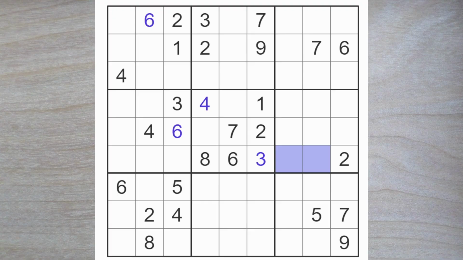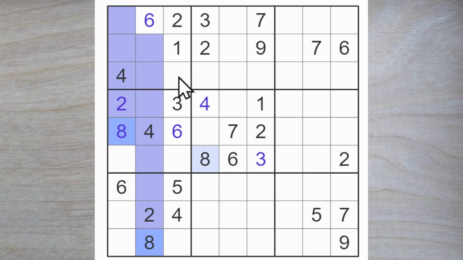Anything else of interest? Yes, a 2. We have a 2 blocking up, and we have a 2 and a 2 blocking over. So a 2 must go here. We have therefore an 8 isolated for this particular square, because this 8 blocks over, this blocks up. So here's an 8. We now have an 8 blocking up here and an 8 blocking up here. So an 8 goes here.